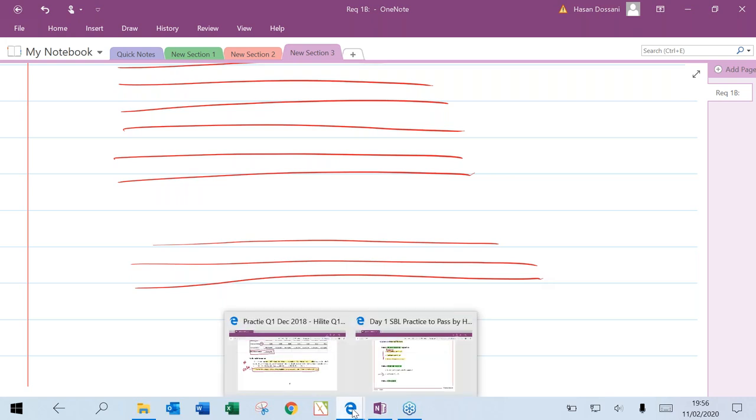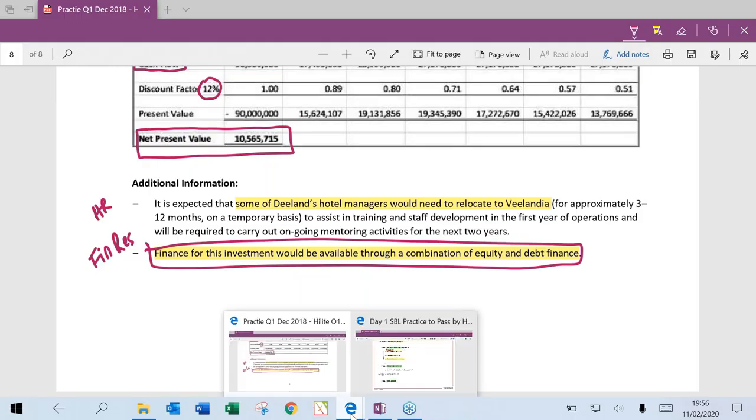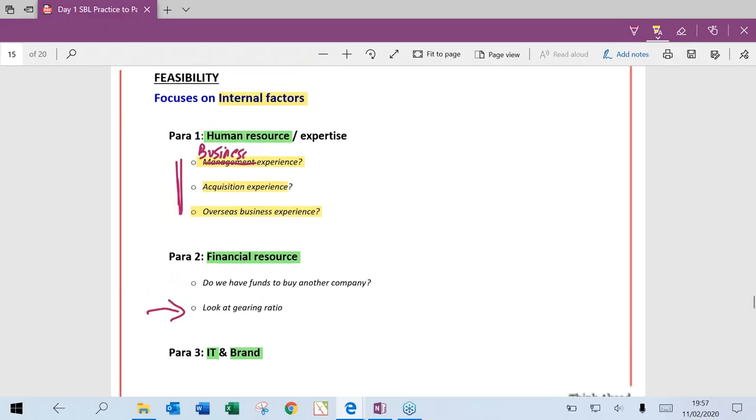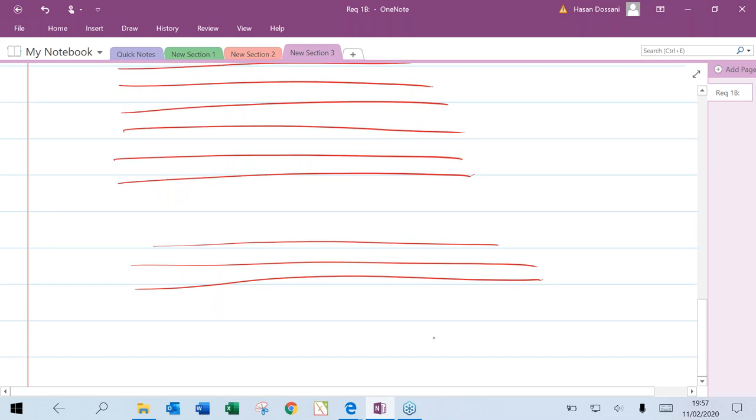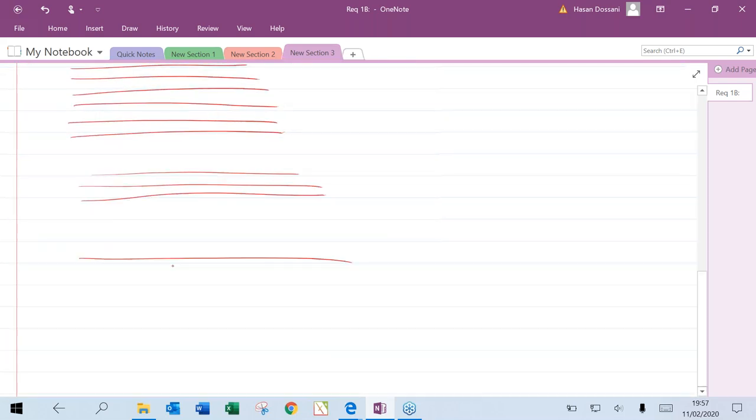Okay. And lastly, what do we have to say? We need to talk about IT and brand. Do we have technology which we may use in Vilandia? And do we have a brand which we may use in Vilandia? Yes. So just write one small paragraph, the third paragraph, in which we will say that we have significantly invested in our technology, and we can use the technology in Vilandia. Also, we have a strong brand which may be used in Vilandia. That's it.